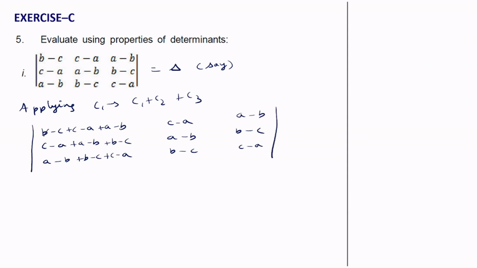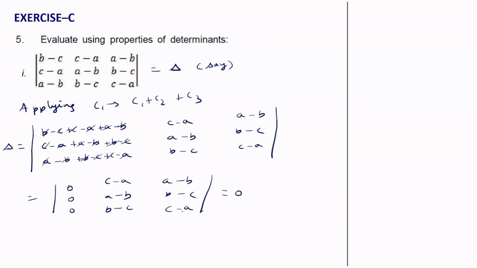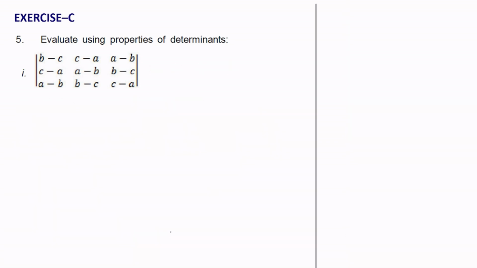So here we can see that B minus C plus C minus A plus A minus B cancel, so it is 0. C minus A plus A minus B plus B minus C is 0. A minus B plus B minus C plus C minus A is 0. So the first column becomes 0. So this is 0, 0, 0, C minus A, B minus C, A minus B, B minus C, C minus A. So this is equal to 0. If any one column or row is 0, then the value of the determinant is equal to 0. Therefore, delta equal to 0.